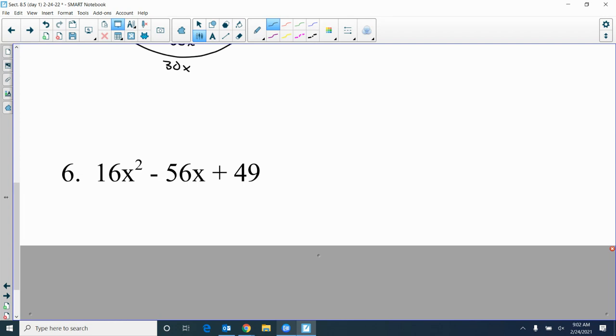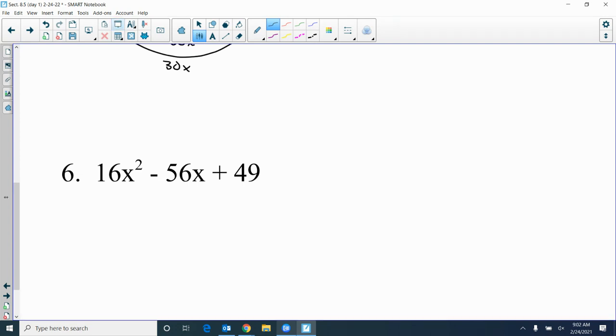Okay? You can still do that. All right. Fill in the missing piece. Write this down. 16x squared minus 56x plus 49. Now here you have to multiply 16 times what? 49, what's that number? 784. And you gotta find two numbers that multiply to 784 and add to negative 56.